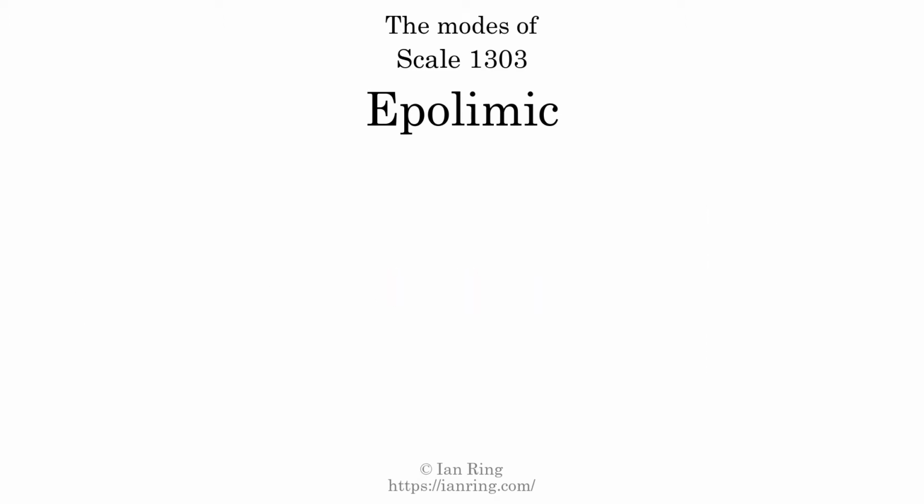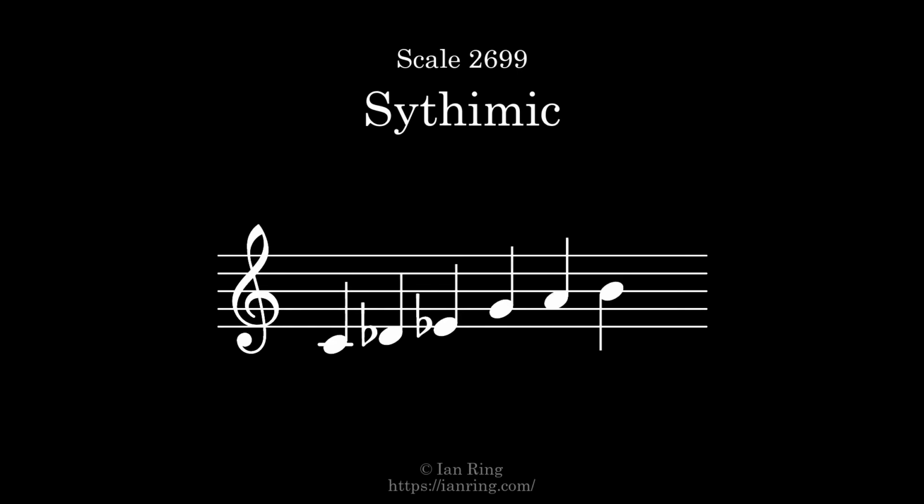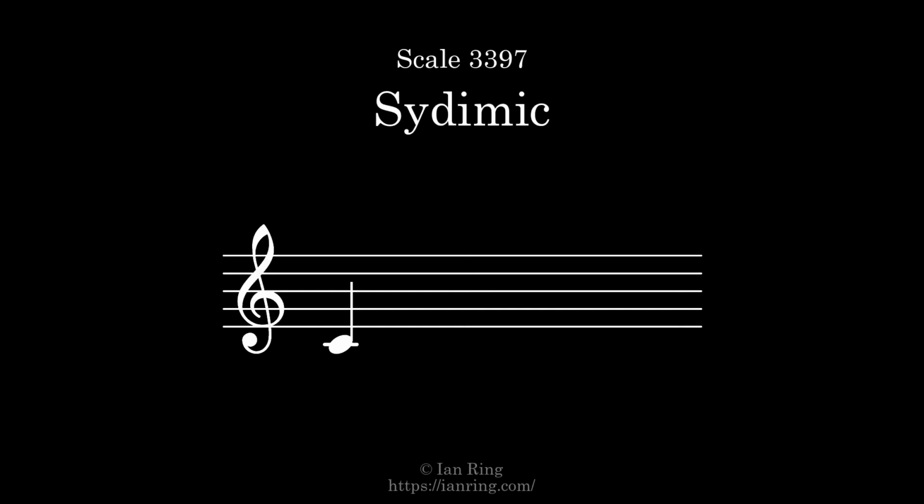This scale has 6 modes. The first mode is itself. The second mode is scale 2699, also known as Heteromorphisms. It sounds like this. The third mode is scale 3397, also known as Heteromorphisms. It sounds like this.